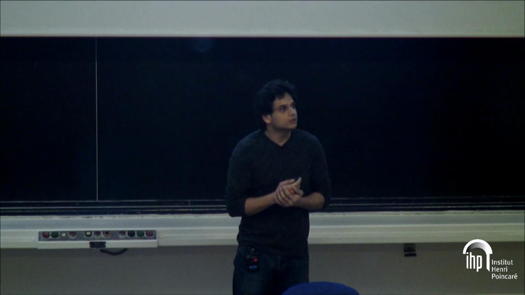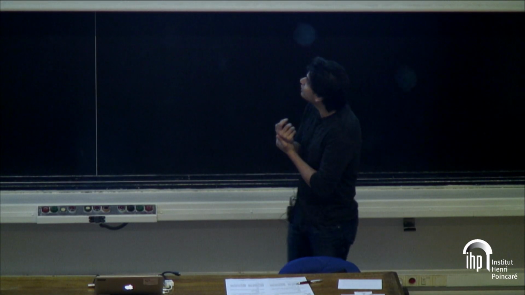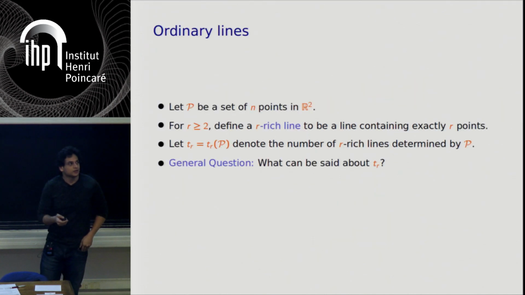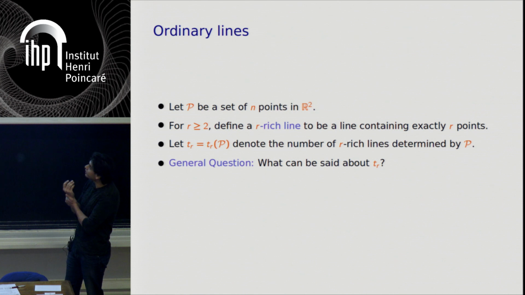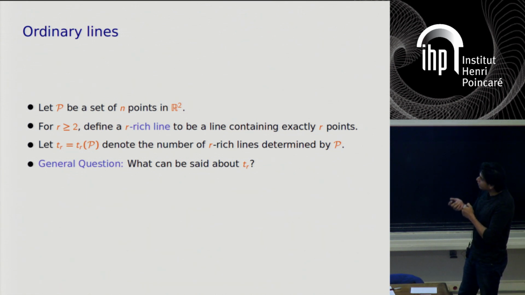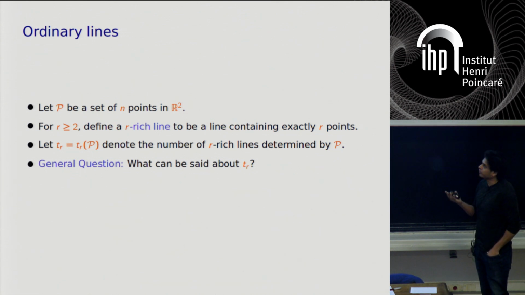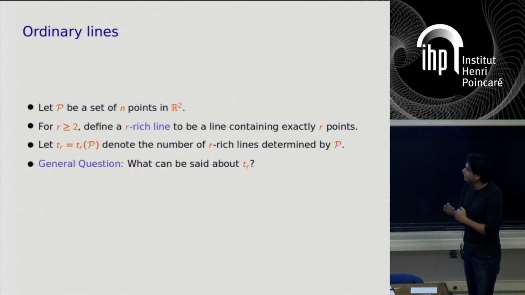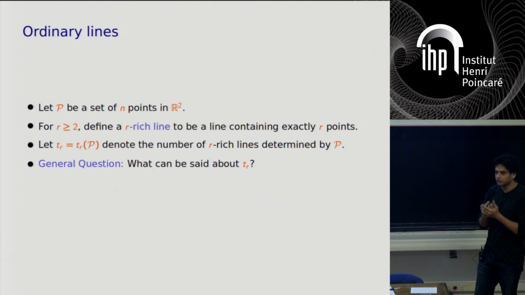Right. So the applications I plan to be talking about are going to be incidences. So I'll start off with those. Here's the usual setting. We have a set of points in, say, R2. And for any R bigger than 2, we say an R-rich line is a line that contains exactly R points. And we say TR is the number of R-rich lines. And now the general question we want to ask here is, what can we say about TR?